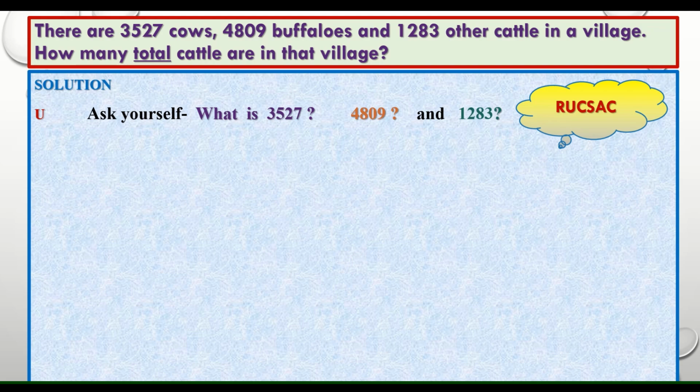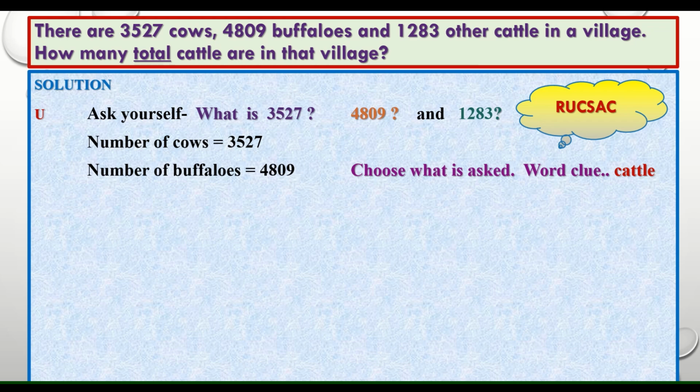So what is 3,527? Number of cows. The first statement is number of cows is equal to 3,527. Next statement, see the next number, 4,809. So what is it? Buffaloes. So number of buffaloes is equal to 4,809. And what about the third number? Third number is what?